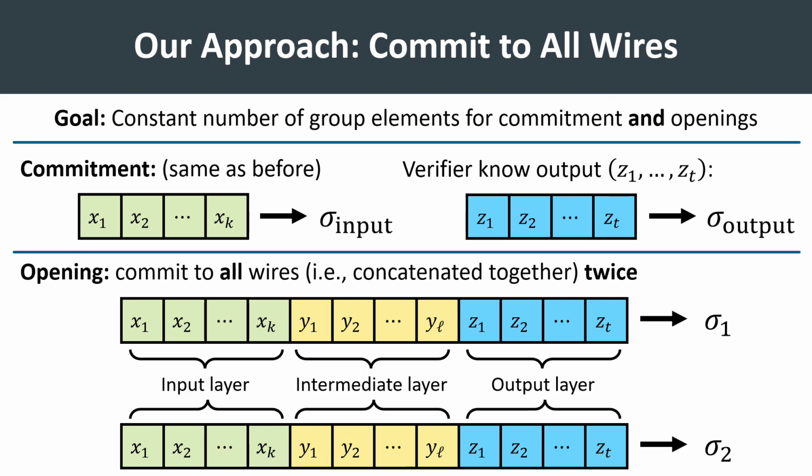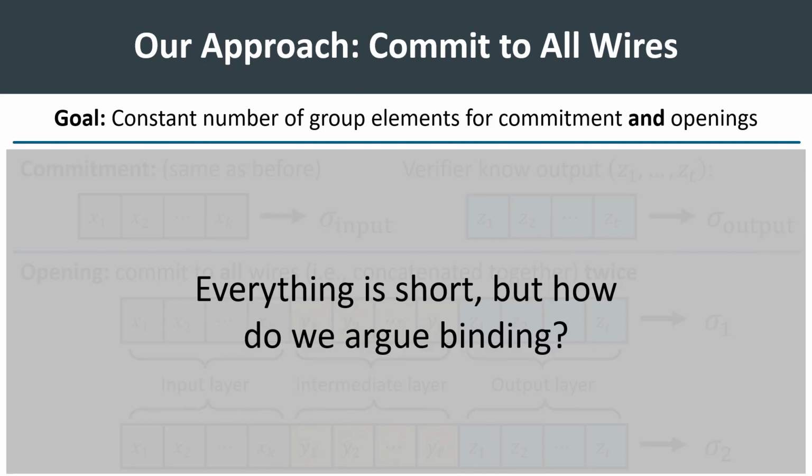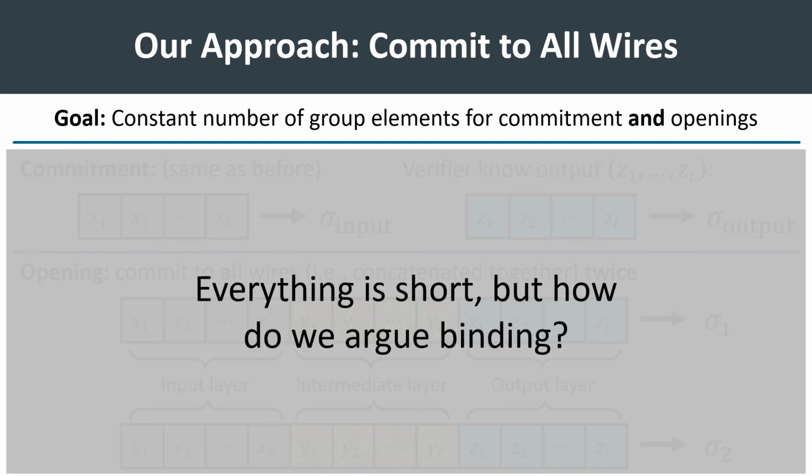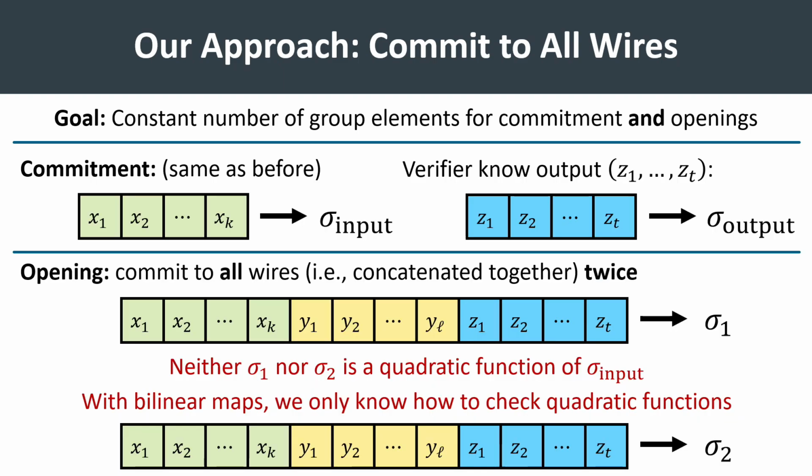Finally, we also have the output, which the verifier can compute for itself. It can just take the output values and construct the commitment. So if you look at this picture, there are only 4 commitments I've written on the page, right? There's the input commitment, there's 2 commitments to the intermediate layers. Why we need 2 will hopefully become clear later on. And there's also the output commitment. So if all of the commitments have constant size, let's say a commitment is just a single group element, then everything is indeed short. So the question is, how do we argue binding? That's where things get a little bit more hairy.